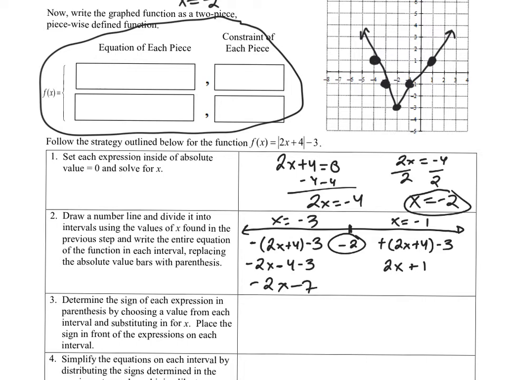So now we're going to go back to this right here, and we're going to write the equation for each piece, okay? So the first piece is -2x - 7 when x is less than or equal to -2. And then the second piece is 2x + 1 when x is greater than or equal to -2. Okay, and then this piece that I'm highlighting right here is the right side. So this is the equation for 2x + 1, and the left side is the equation for -2x - 7, okay?